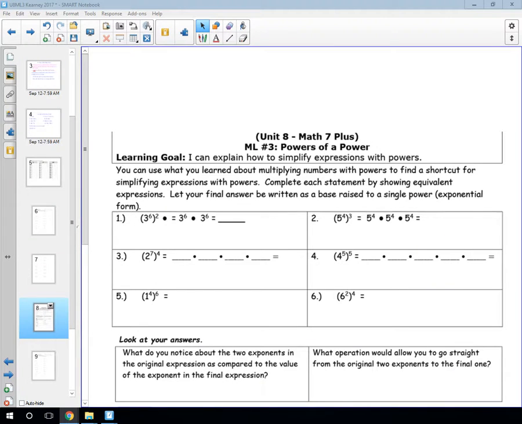On today's episode, we are going to be featuring powers to a power and applying what we've already learned about exponents to a new property. Take just a minute and write at the top of your mini lesson that this is entry number 4. And go ahead and read your learning goal.